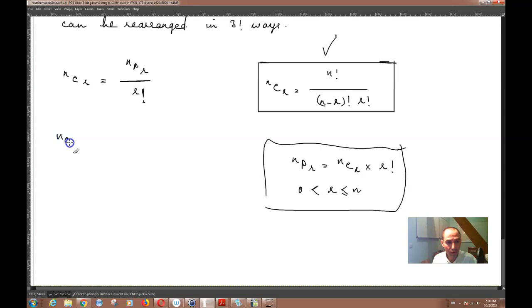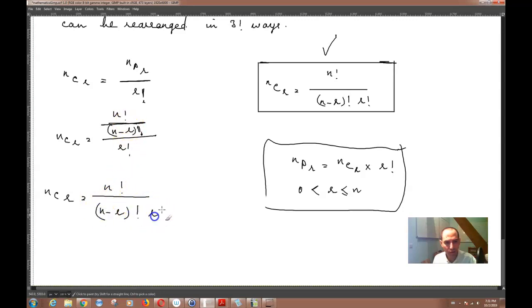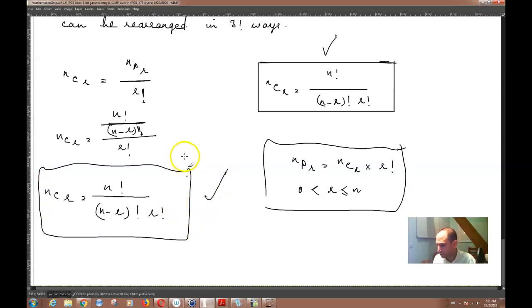Now, you know that n permutation r is n factorial over (n minus r) factorial. We have already established that. Divided by r factorial. So that means that n combination r is the same thing as n factorial divided by (n minus r) factorial times r factorial. And that's basically what I have written over here. So this seems to be the case. Now let's see if we can prove this. If we can prove it, that means that it's going to be true all the time, and then we can use it in our calculations.